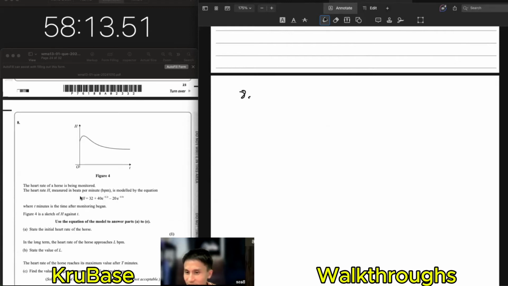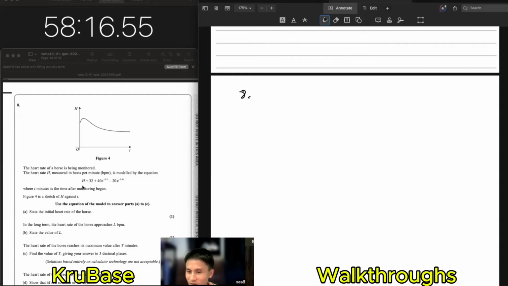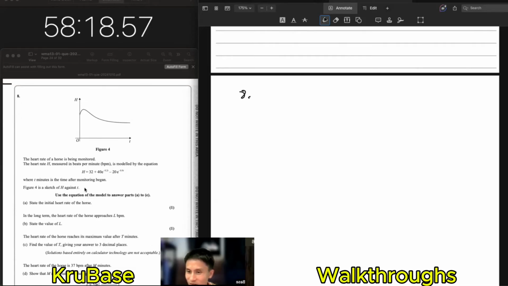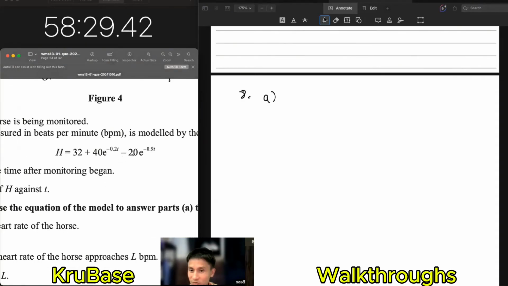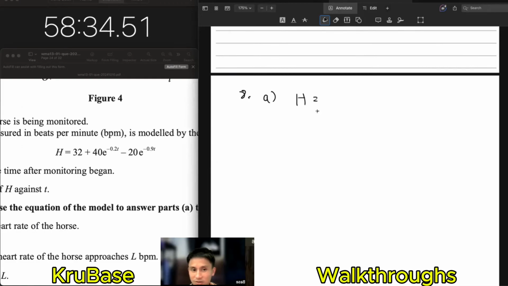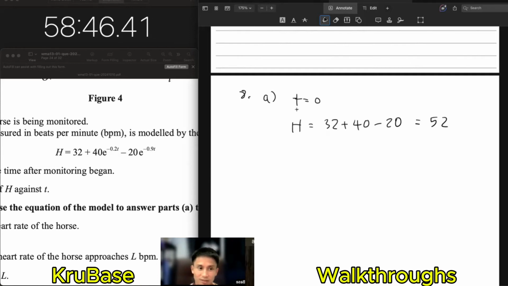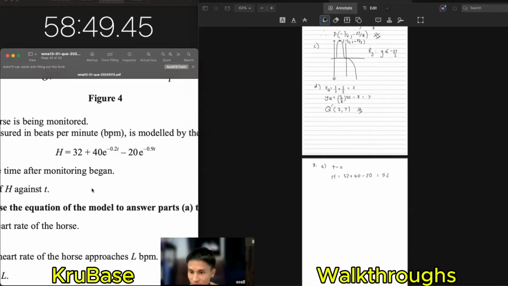Number 8, this whole thing seems like a harmonic function. No, it's not. It's just an exponential. So state the initial heart rate of the horse. So A, the initial heart rate: if we put T to 0, that would go to 1 and 1. So initial heart rate when T is 0, we have H being 32 plus 40 minus 20. So that would be 52, right? Yeah. Okay, 52.